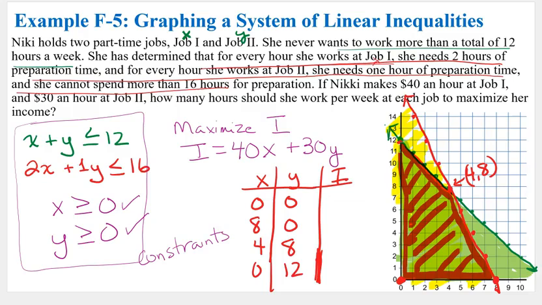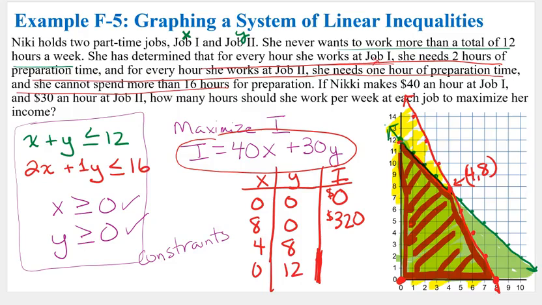If I plug in each of those boundary points into my income, I just need to look for the biggest one. So here we go. If I work 0 at either job, 0 times 40 plus 30 times 0 is going to give me no money. That's not my maximization point. That's my minimization point. I don't want that. Okay, let's try 8, 0. 8 times 40 is 320, plus 0 times 30 is 0. So that's 320.